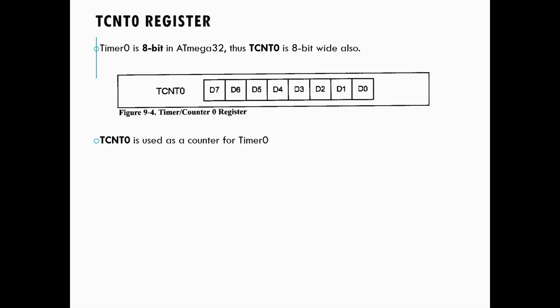So in ATMega32, timer 0 is 8-bit. So we know that if it is 8-bit, we have bits from bit 0, which is on the most right. The 8th bit is bit 7, the first bit is bit 0. It is on the most right of the register, and bit 7 is on the left side of your register. So you fill in from bit 0 until bit 7.